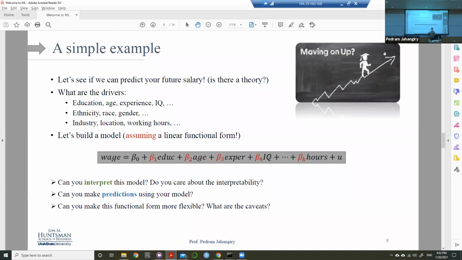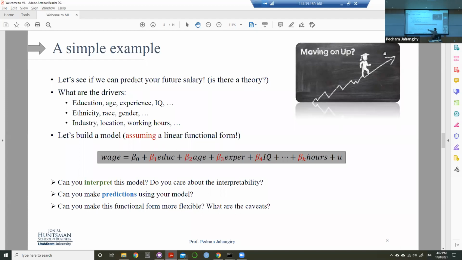As economists, we can always assume things, right? We live in a world with lots of assumptions. So let's assume that there's a linear relationship between education, age, experience, IQ, and you name it, and wage, right? We write down a linear functional form like this, and then we throw data at it. We estimate the numbers, estimate the coefficients, beta 1, beta 2, and etc. Then we have a model in our hands using the data.